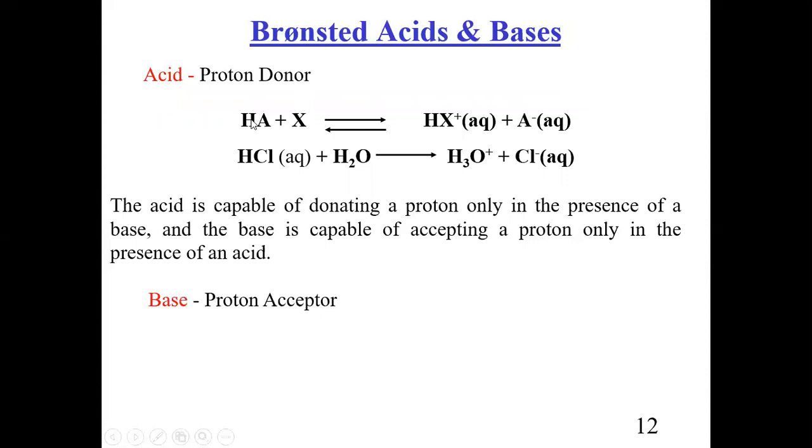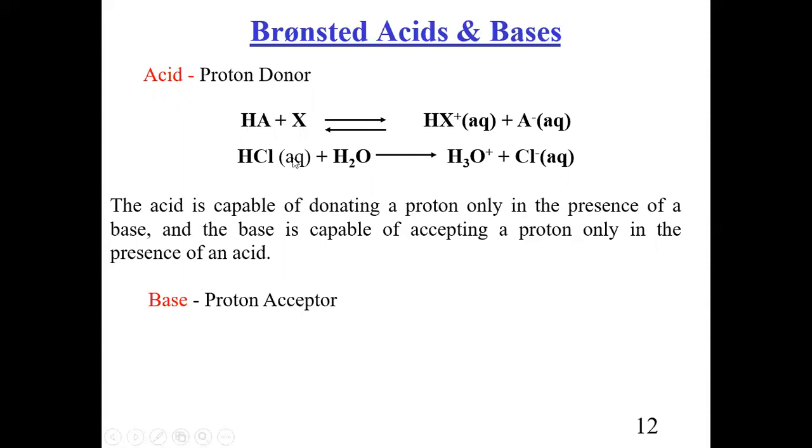If I have any acid HA, it needs to react with something that will accept this proton from the HA. So in this case, HA will be my acid, my X will be my base, and the X accepts that proton. The X then becomes HX, and when it picks up this H plus, it becomes positively charged. And what's left over is, of course, A minus.